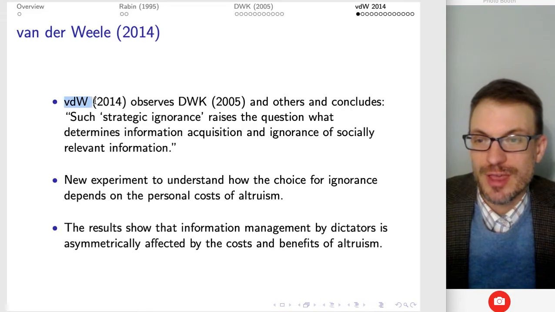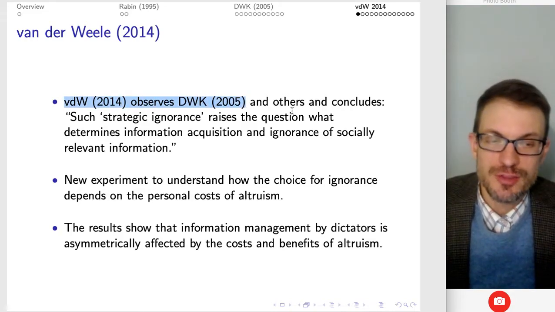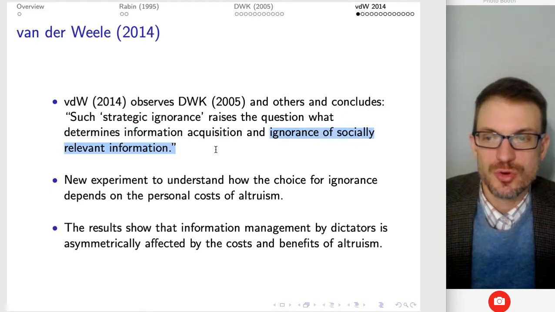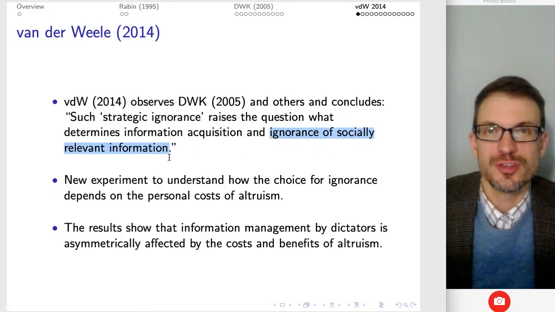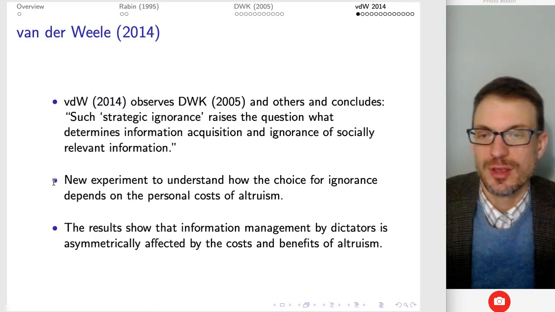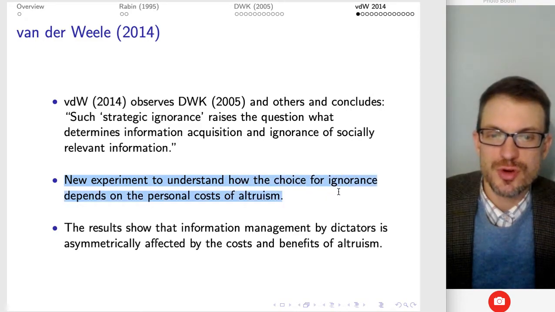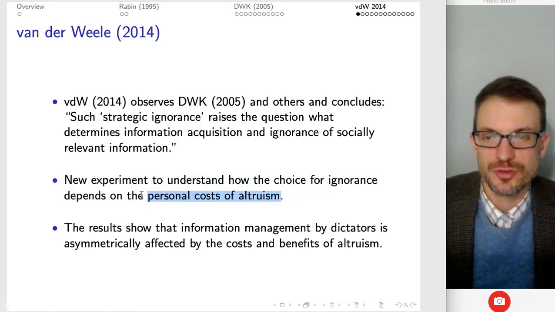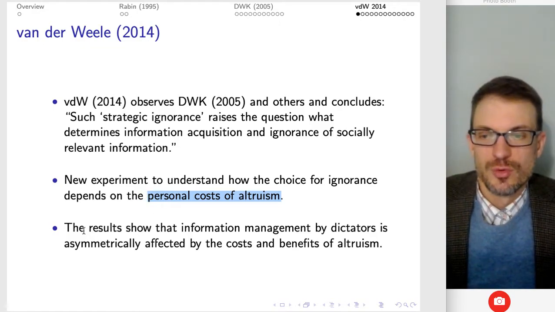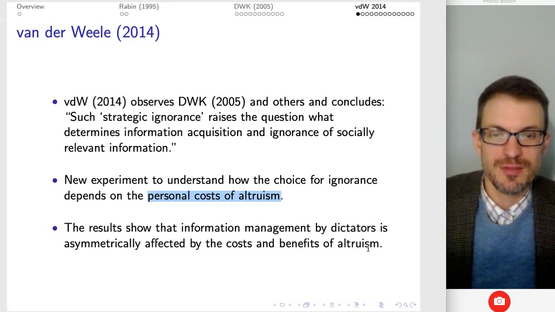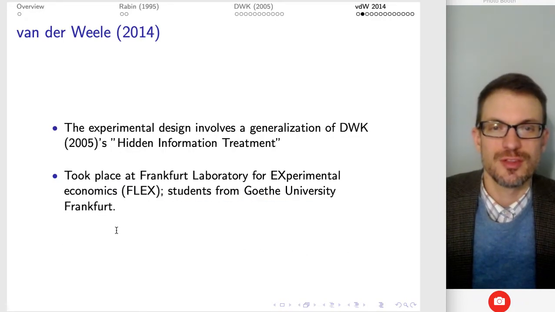Anyway, so the van der Weel paper now observes these results and some others and says, okay, this strategic ignorance raises the question of what determines information acquisition and ignorance of socially relevant information. So what is it that's causing people to choose to remain ignorant? So now this paper has a new experiment trying to understand how the choice for ignorance depends on the personal cost for altruism. And so what they ultimately show is that the information management that the dictators engage in really depends on costs and benefits of altruism, and not in the same way.